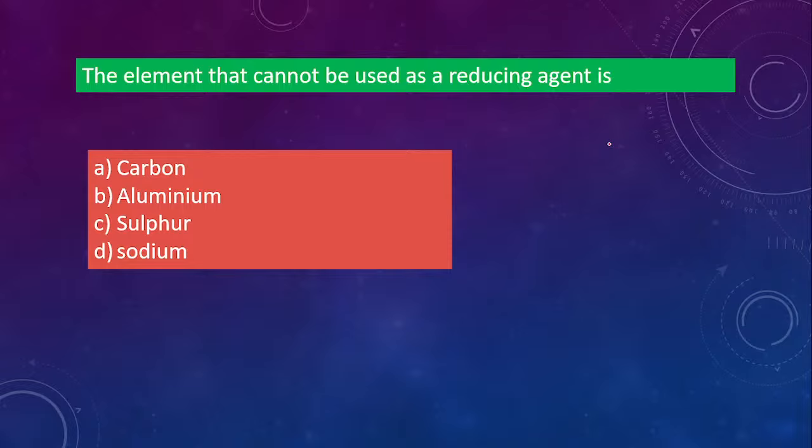Which one cannot be? The option is given as cannot be. So which cannot be a reducing agent? Read the question carefully, okay? Whether it is asking for reducing agent or cannot be a reducing agent. So read each and every word properly. Tell me quickly now. Which one? A, B, C or D?